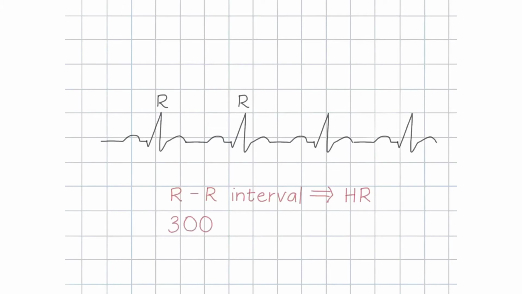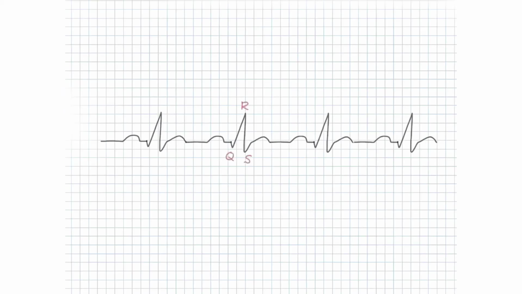You can actually measure the boxes on an EKG and divide it into 300. In this particular example, I could count 1, 2, 3 boxes between the R's. 300 divided by 3 would be 100 beats per minute.